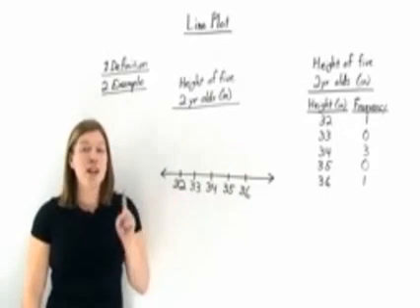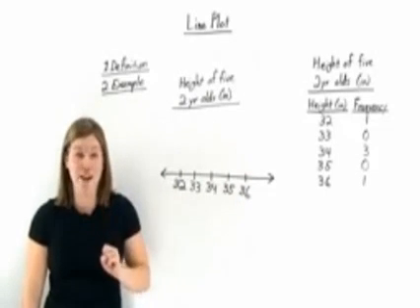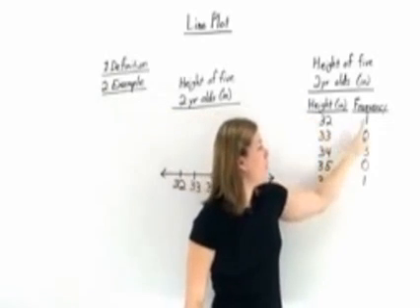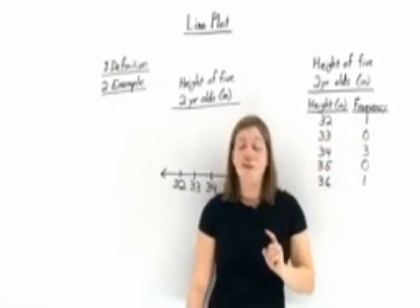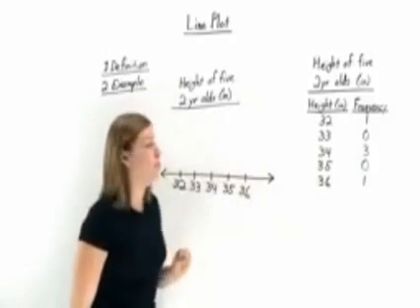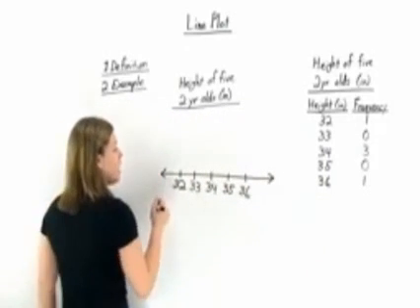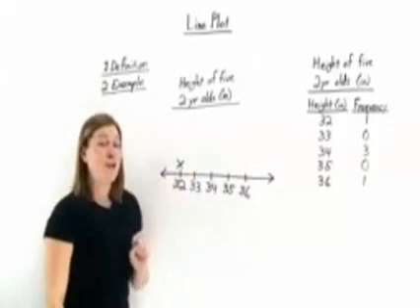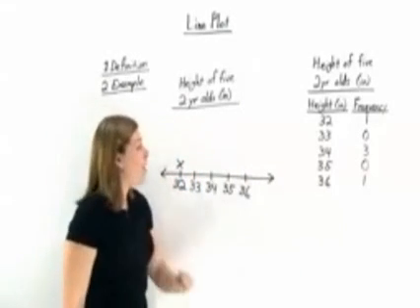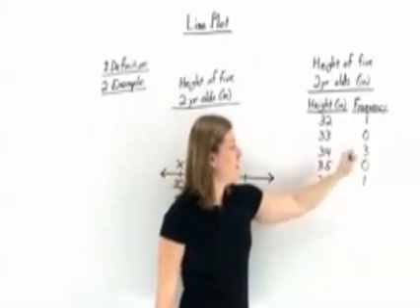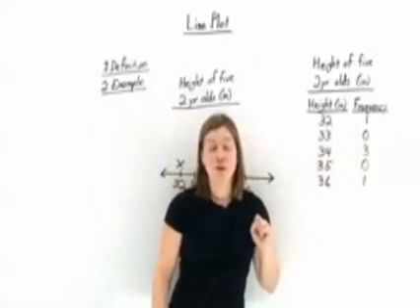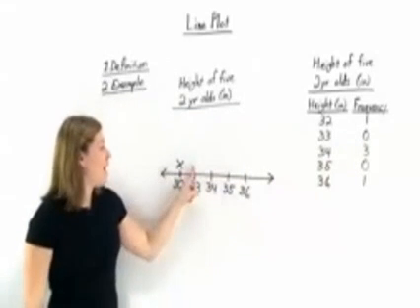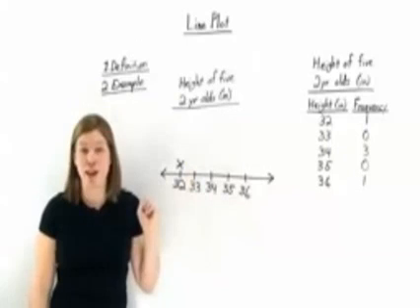In a line plot, each x represents one data point. So take a look here again. The height of 32 inches has a frequency of 1. So again, only one 2-year-old had that specific height. So on our line plot above 32, we put 1 x to show that frequency of 1. Then we move on to 33 inches. That has a frequency of 0. So no 2-year-olds had that height. That means we do not put any x's above that tick mark on our number line.